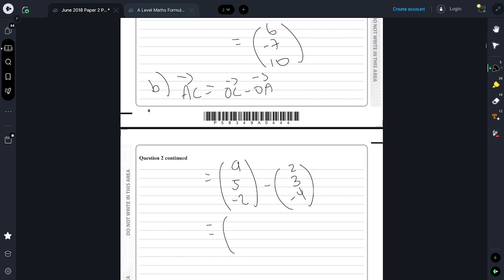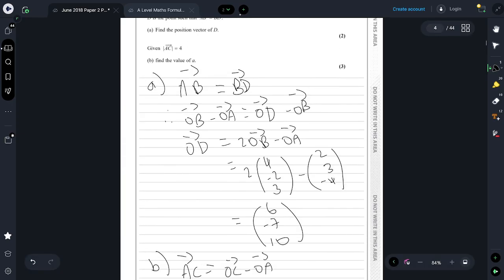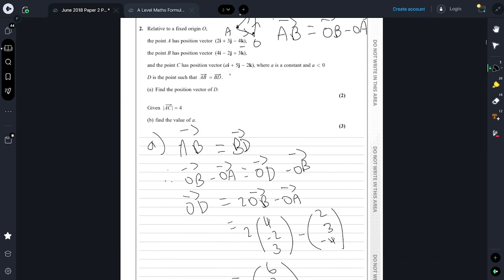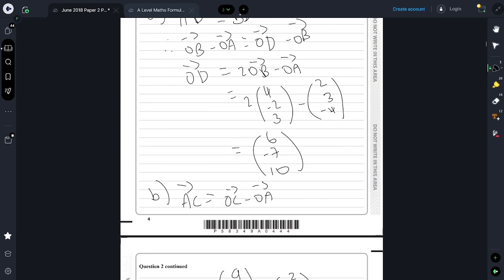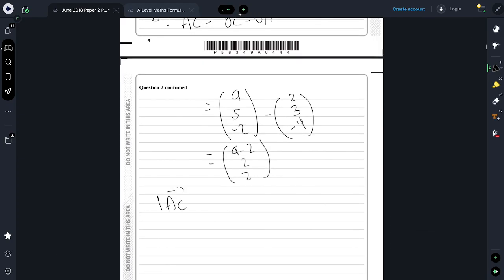Let's just work this out then. This vector goes to a minus 2. We can't do anything more with that, just leave it. 5 minus 3 is 2, and -2 minus -4, so minus 2 add 4, is 2 again. So that's AC, but we're told the magnitude of AC, which is this bar here, the magnitude or the modulus, whatever you want to call it, is equal to 4. That is basically saying the length of the vector is 4. Now, how do we work out length? Hopefully you remember that mod AC is the Pythagoras of the distances. So that's the root of (a minus 2) squared plus 2 squared plus 2 squared. So we're summing all the squares of the components together.